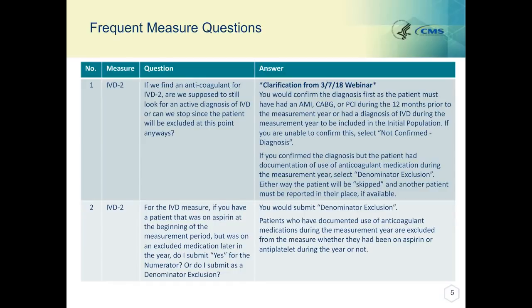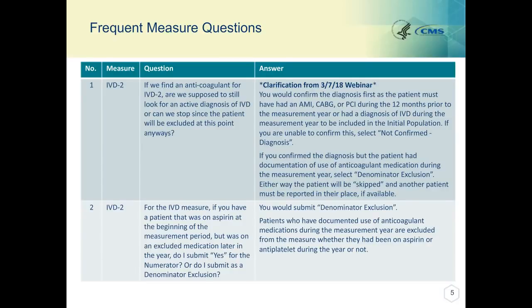The question reads, if we find an anticoagulant for IVD2, are we supposed to still look for an active diagnosis of IVD, or can we stop since the patient will be excluded at this point anyway? And just to confirm, the answer is you would confirm the diagnosis first, as the patient must have had an AMI, CABG, or PCI during the 12 months prior to the measurement year, or had a diagnosis of IVD during the measurement year to be included in the initial population. If you are unable to confirm this, select Not Confirmed Diagnosis. If you confirmed the diagnosis but the patient had documentation of use of anticoagulant medication during the measurement year, select Denominator Exclusion. Either way, the patient will be skipped and another patient must be reported in their place if available.